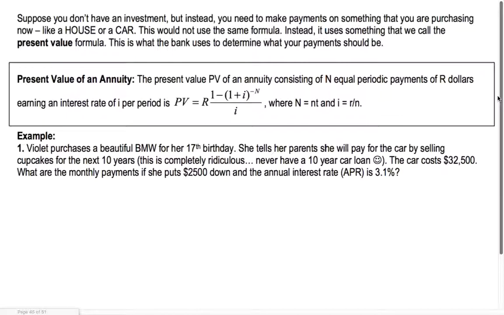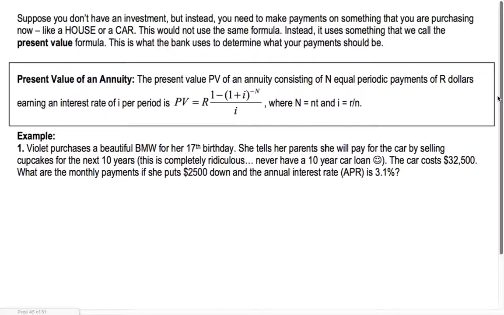So let's figure this out. It says, oh, Violet, it's you. Violet purchases a beautiful BMW for her 17th birthday. You've already turned 17, haven't you? Or no, maybe you haven't. Yeah, 16. She tells her parents that she will pay for the car by selling cupcakes for the next 10 years. She's a very good baker. I've eaten her baked goods.